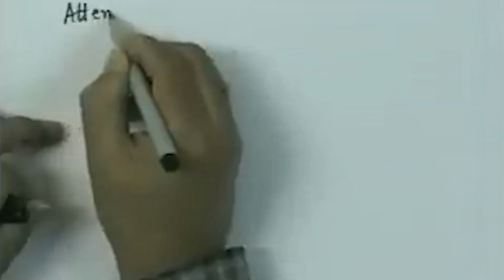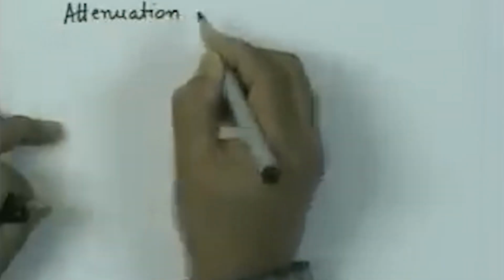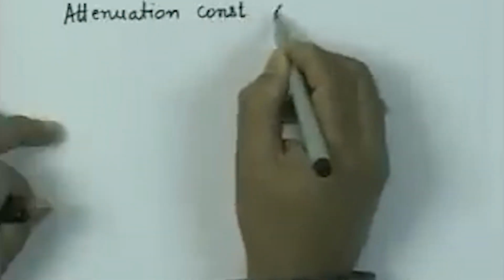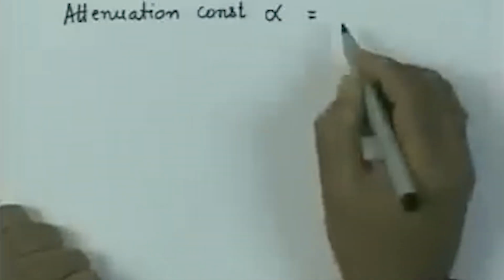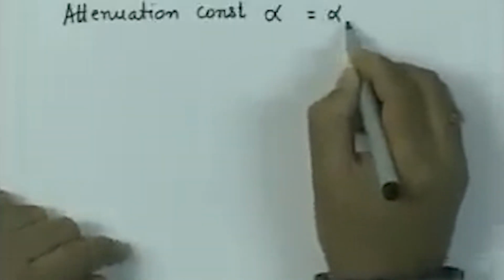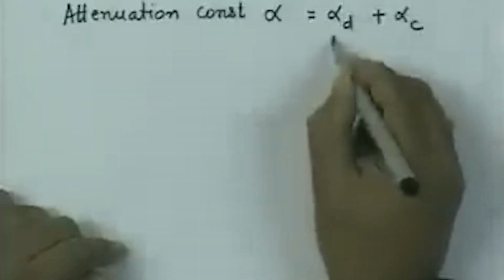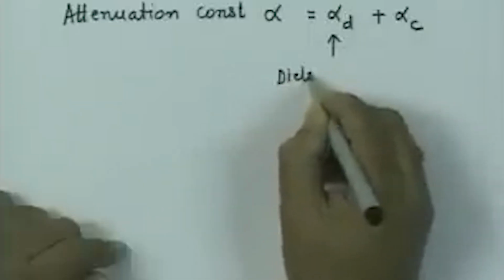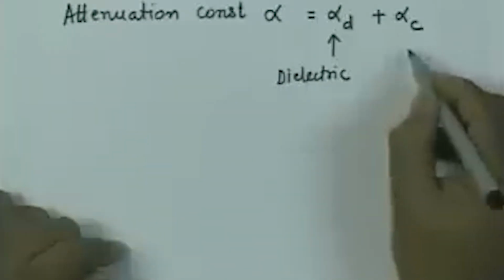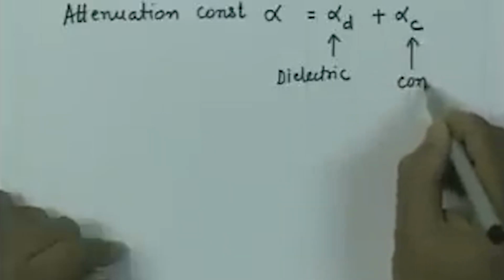So, if I say I have attenuation constant, say alpha, this alpha consists of two components, and at the first order approximation I can say that this alpha is the sum of the two alphas. One is because of what is called the dielectric loss, other one is because of the conductor loss. So, this is because of the dielectric which is filling the waveguide, this is the conductor walls.